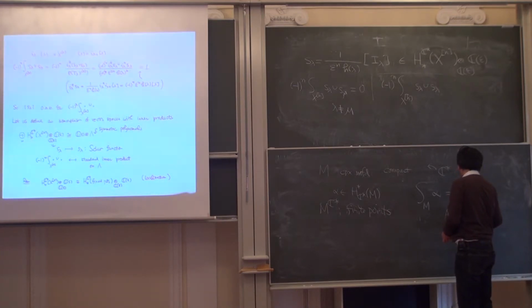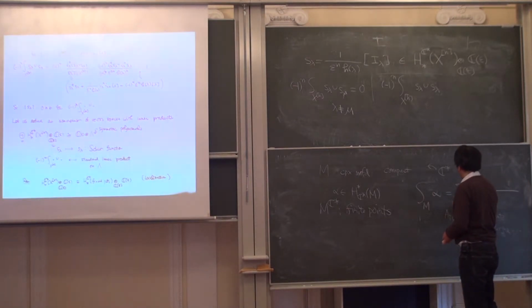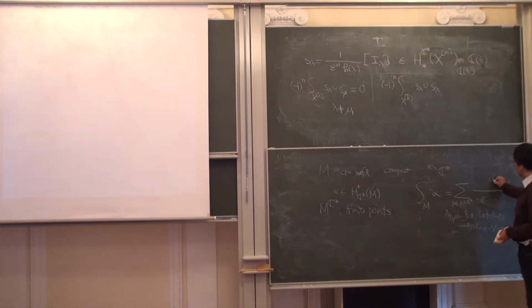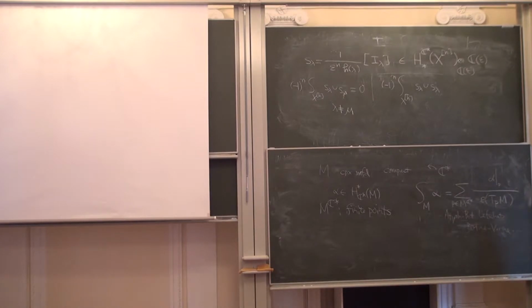Or maybe many people reference Berline-Vergne. It is a sum over fixed points: you restrict the cohomology class to a fixed point, and you put this in the numerator, and in the denominator you put the equivariant Euler class of the fixed point. So this is the famous fixed point formula.